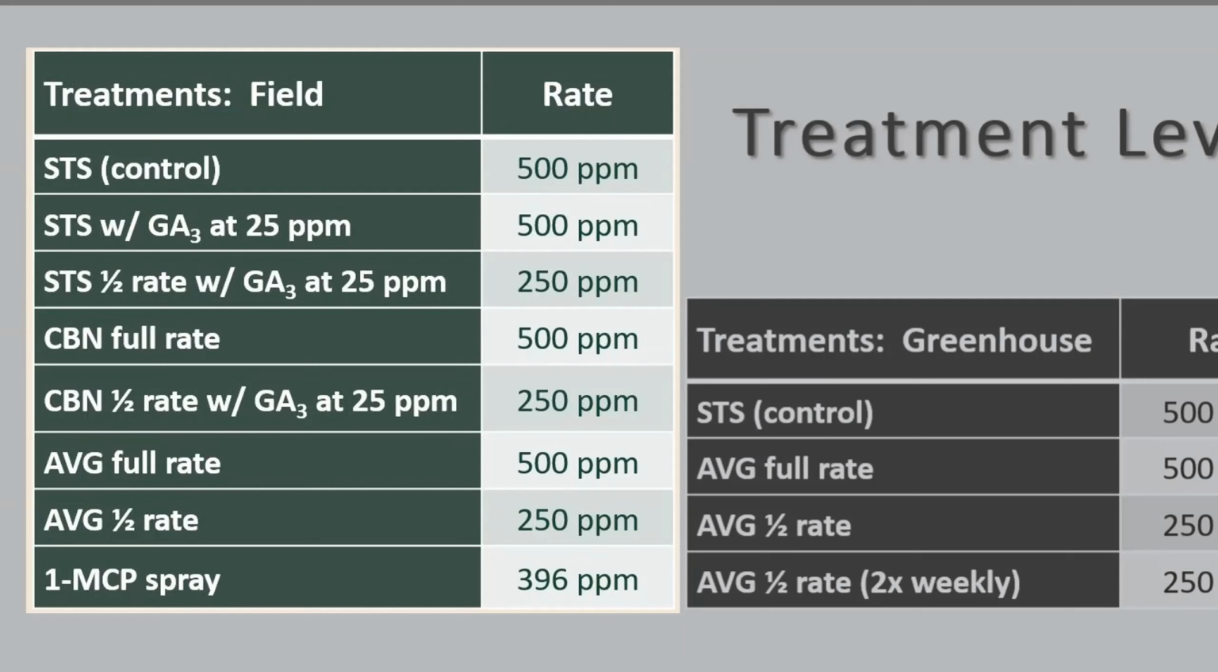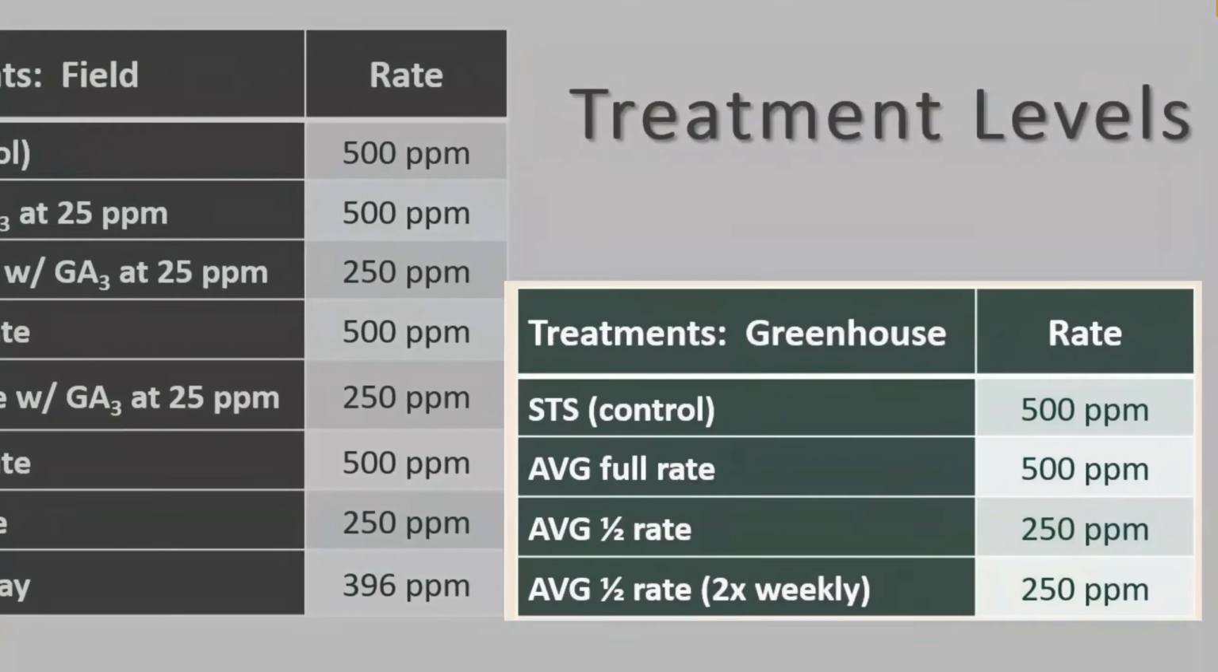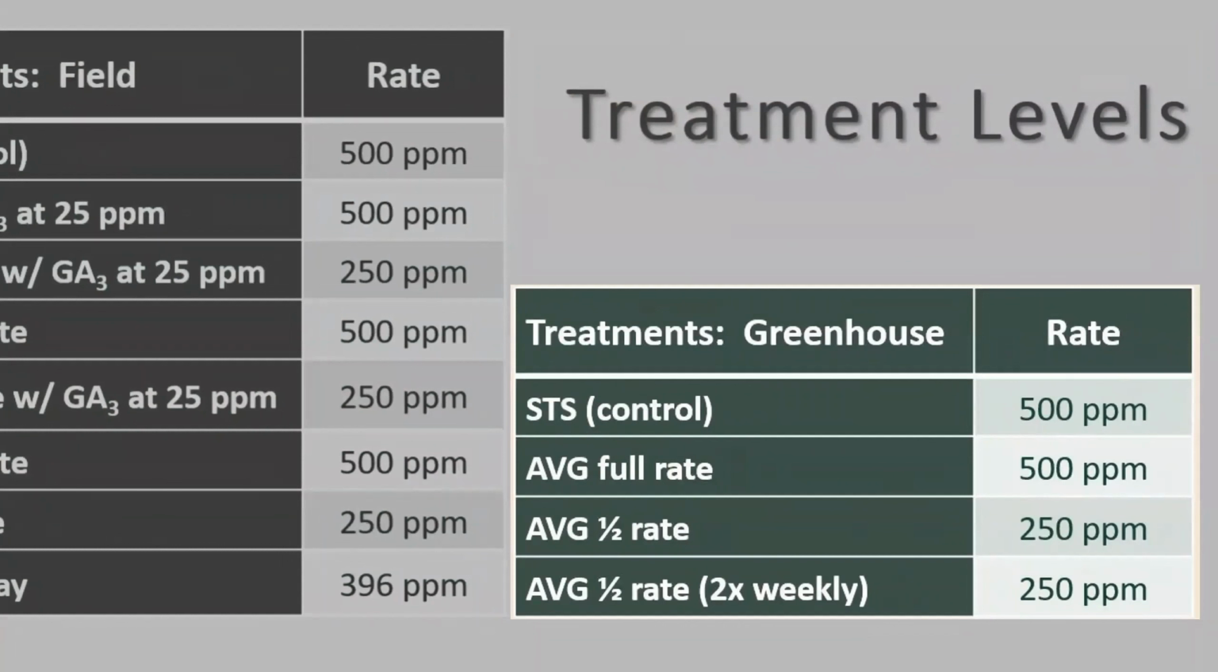We also tried applying 1-MCP as a fumigant in an airtight chamber, but didn't get any signs of masculinization. For the greenhouse trial, we also used STS at 500 parts per million as the control and used the same 2 AVG treatments as the field trial, but we added another treatment of AVG at a half rate, but sprayed twice a week for a total of 6 sprays rather than once a week for a total of 3 sprays.